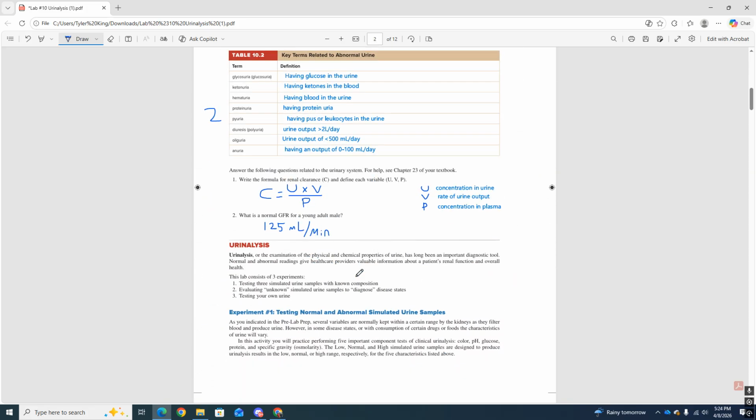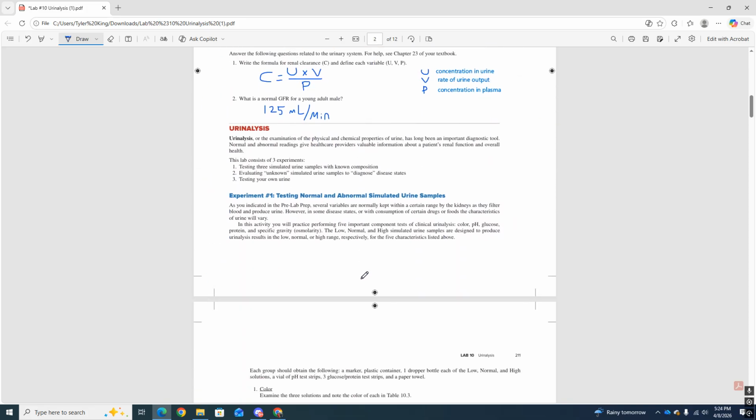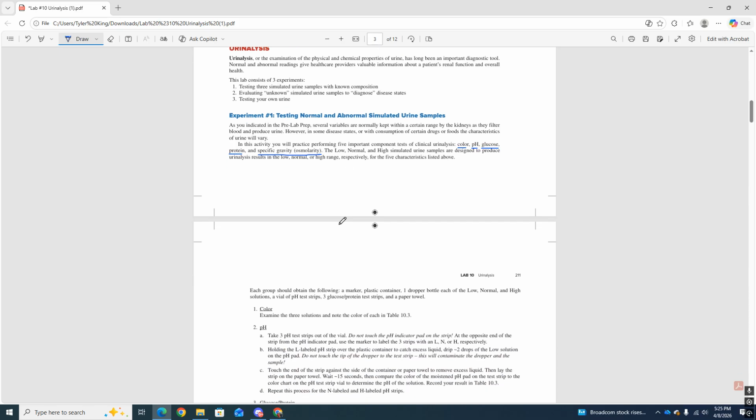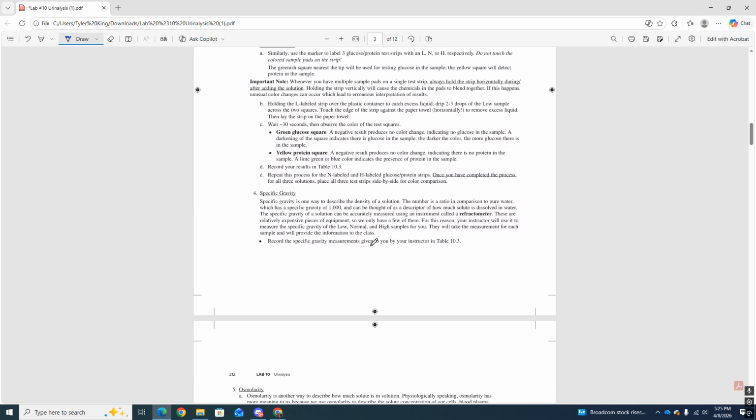Okay. All right. Experiment 1. Remember, guys, we gave you these vials of urine, labeled low, normal, and high, respectively. All that we wanted you to do was observe the color, the pH values, the glucose, the protein, and then the specific gravity and calculate the osmolarity from it. So we had you drop all those drops on those individual squares in total.